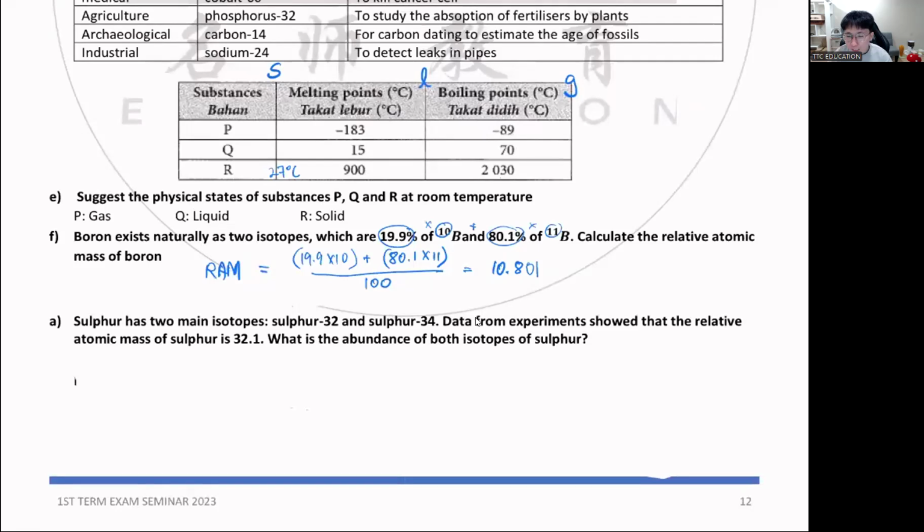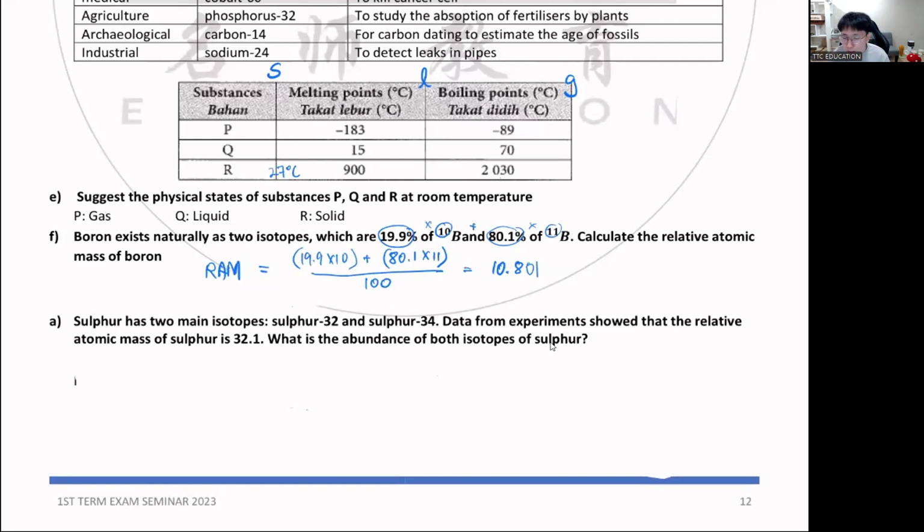So this is the basic way of doing the calculation for relative atomic mass. But what if they give you a different calculation, which is the reverse of the relative atomic mass calculation? How do you do this? Say sulfur has two isotopes, 32 and 34. The relative atomic mass of sulfur is 32.1. It means the average of these two is 32.1. So what is the abundance of both isotopes?